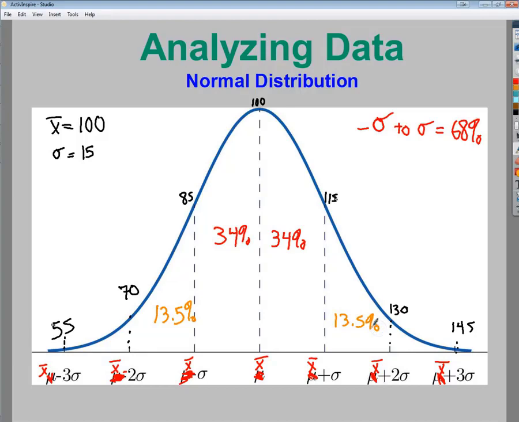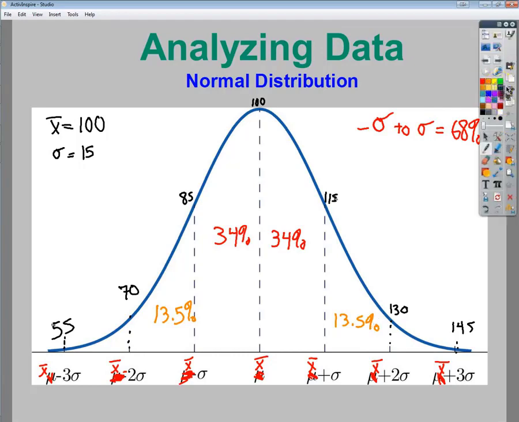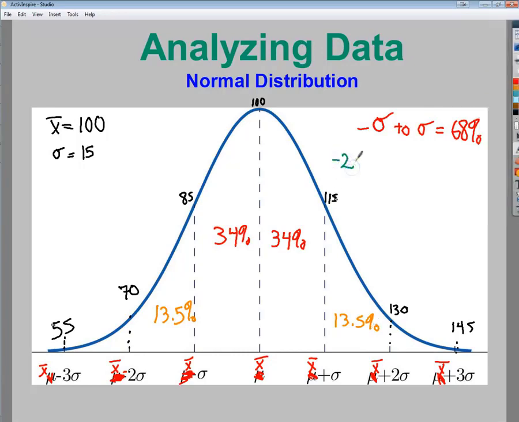So if I was going to go back to my analysis of how much data falls where, if I wanted to know from 2 standard deviations below the mean to 2 standard deviations above the mean, in that case I want to add 13.5 plus 34 plus 34 plus 13.5, because all those sections are covered. It's easy to fall for the idea that you just add the 13.5s together, but you also have to consider that the 34s are there. And this number ends up being something around 95%.